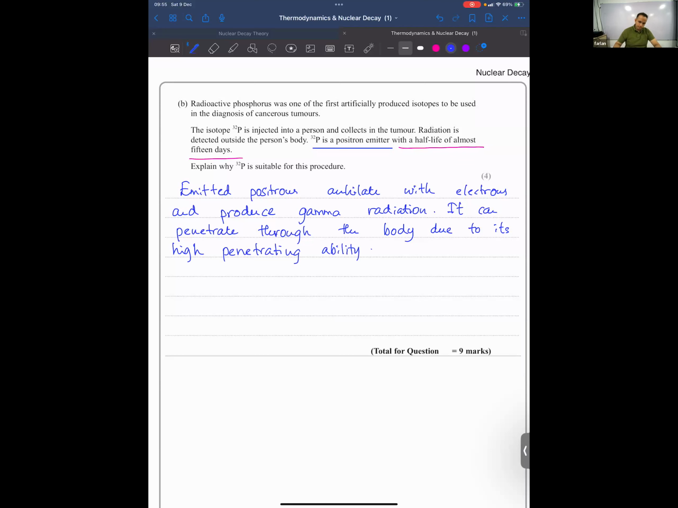Full stop. The half-life is not too short, so it provides sufficient time to complete the treatment.